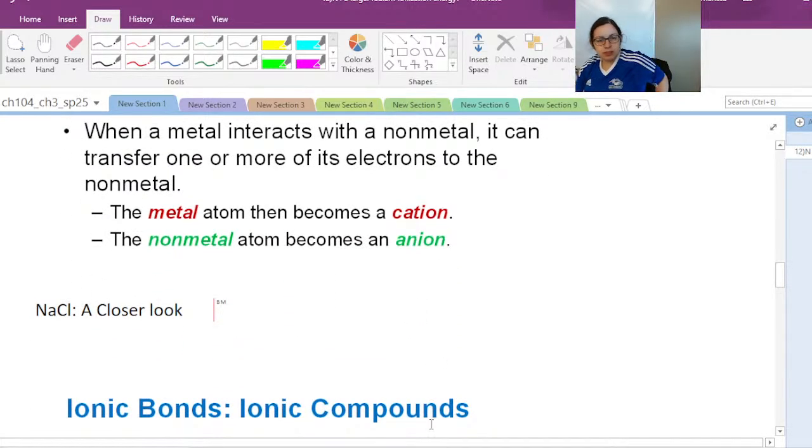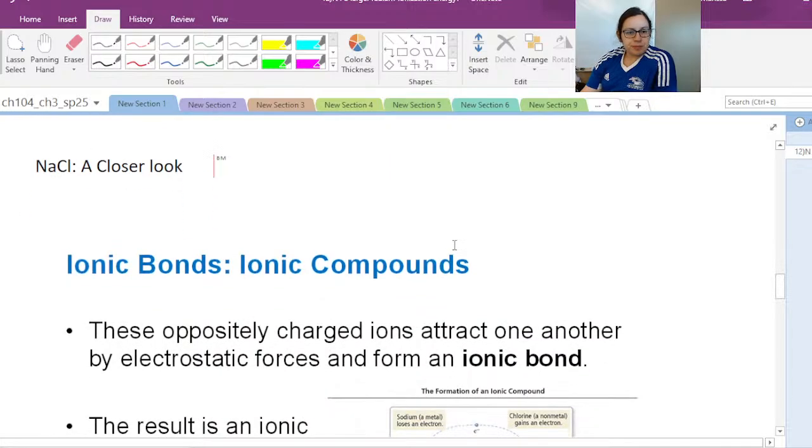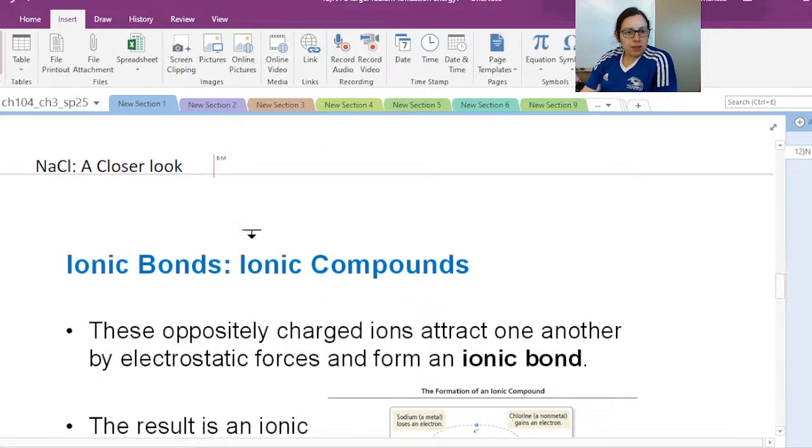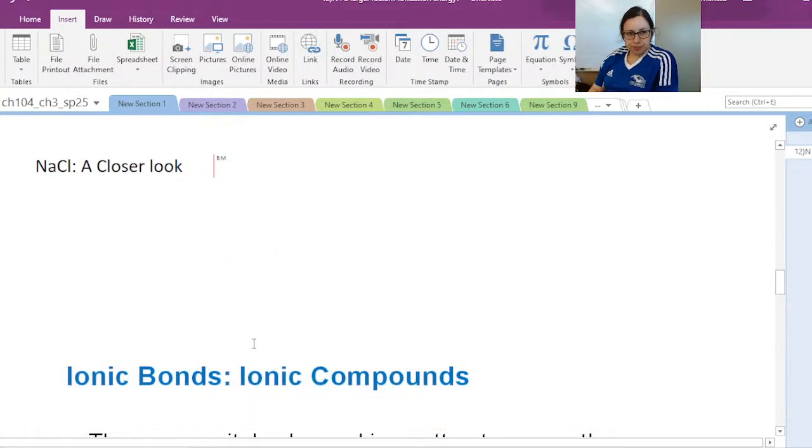And so we'll see this. Our metal becomes our cation, and our nonmetal becomes our anion. And so let's just start off with, see if you can give me either the electron configuration or the Lewis dot structure. We want it of both sodium and chlorine, and then we'll look at the reaction.